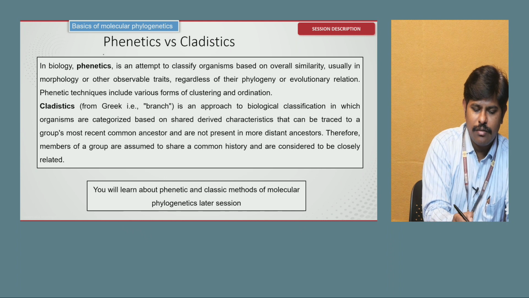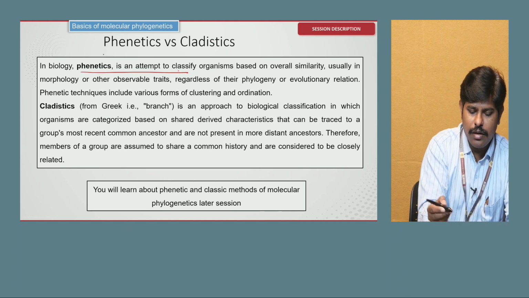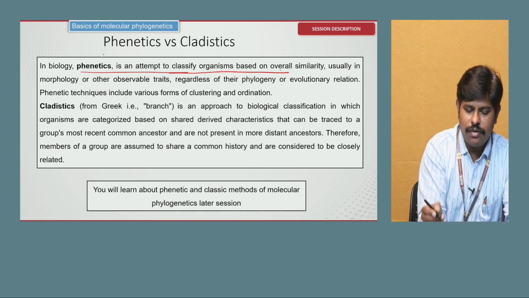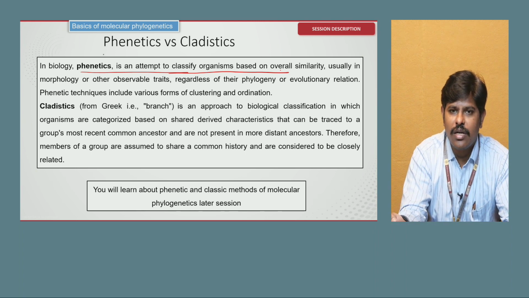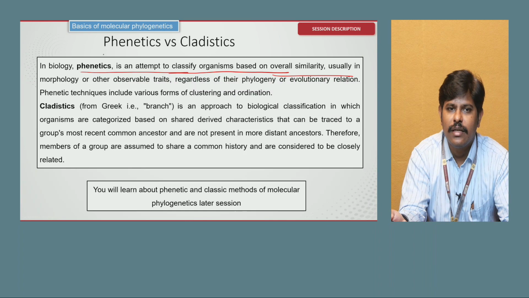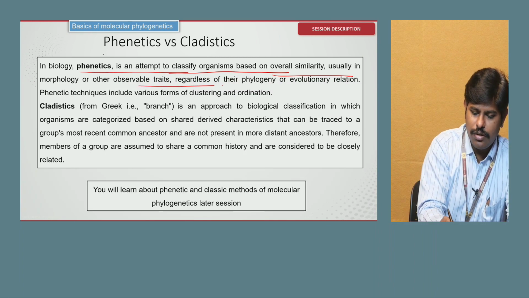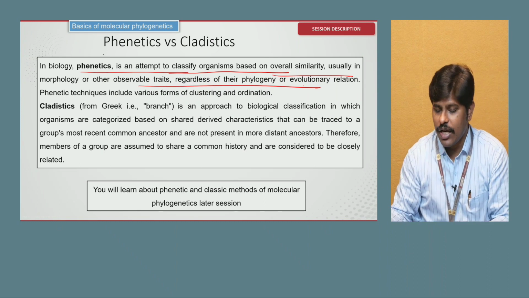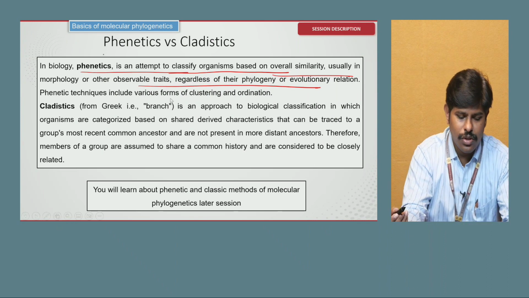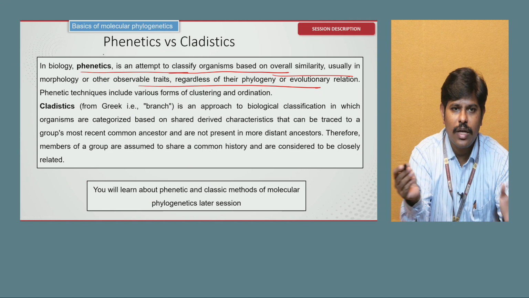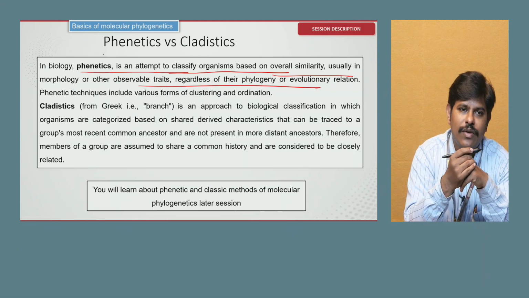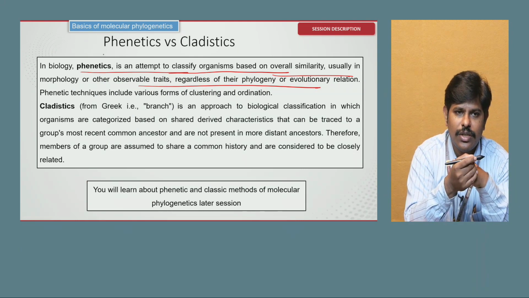So phenetics, basically in classical phylogeny, we will try to classify organisms based upon overall similarity and overall morphology and other variable traits here, regardless of their phylogeny or evolutionary relations here. So the same approach can be extrapolated to sequences also. We will look into overall sequence similarity of sequences and we can construct the phylogenetic tree here.